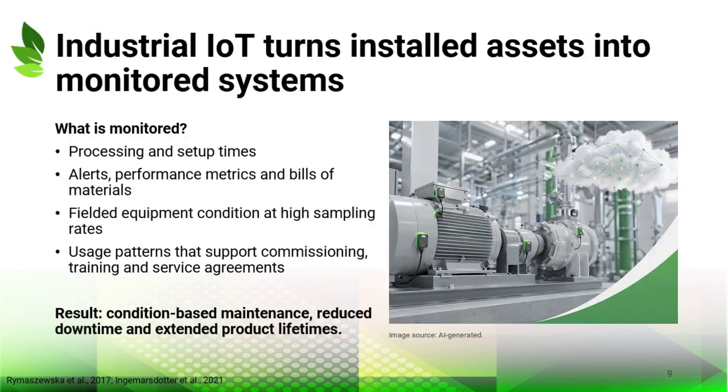Industrial IoT case studies show how installed assets can become monitored systems. In production machinery, IoT solutions collect detailed operational information, including processing times, setup times, alerts, performance metrics, and bills of materials. This information is transferred to centralized cloud systems, giving original equipment manufacturers and customers a remote view of production line performance. Other studies describe OEMs that use IoT platforms with high sampling rates and real-time availability to monitor the condition of fielded equipment. The practical value is condition-based maintenance.